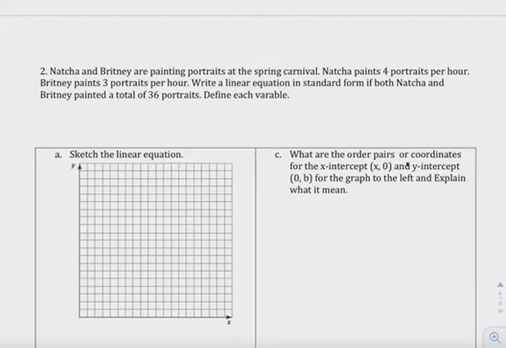Okay, this will be on your test. Okay, make sure you know how to do this. This one will be on your quiz Friday.